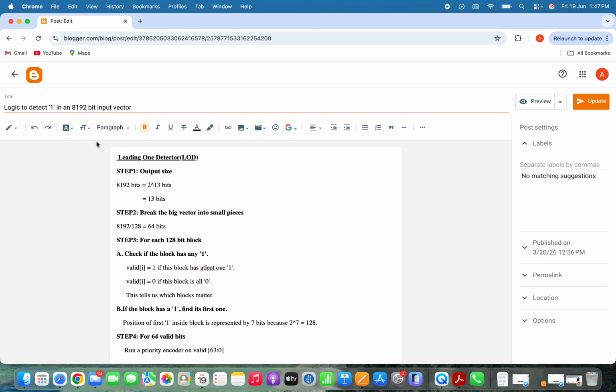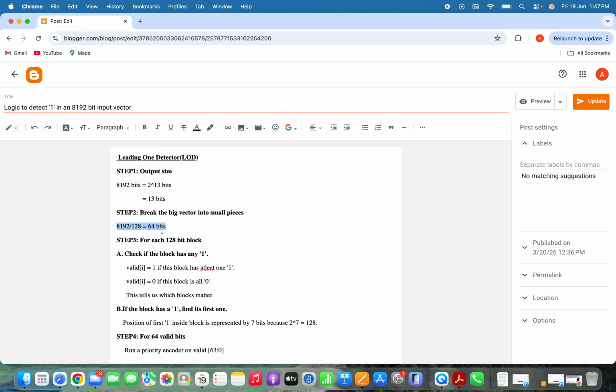First, we divide the 8192-bit input into smaller blocks. In this example, we choose a block size of 128 bits. Since 8192 divided by 128 equals 64, the entire input is divided into 64 blocks, with each block containing 128 bits. Next, each 128-bit block is processed independently.